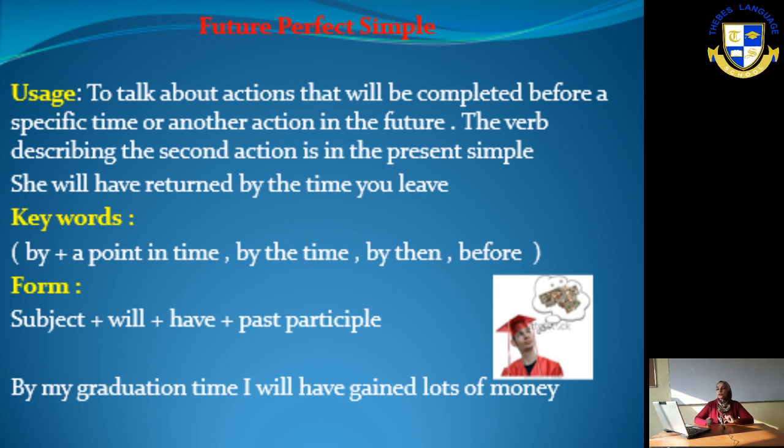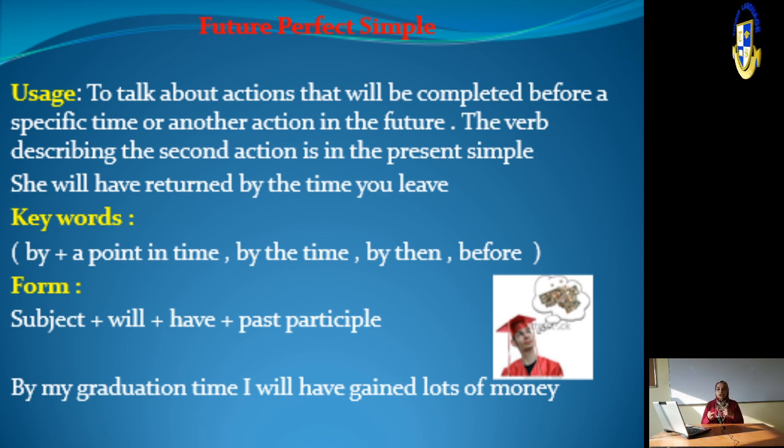How do we use the future perfect simple? To talk about an action that will be completed before a specific time or another action in the future. The verb describing the second action is in the present simple. Let's go to this example here. She will have returned by this time or by the time you leave.